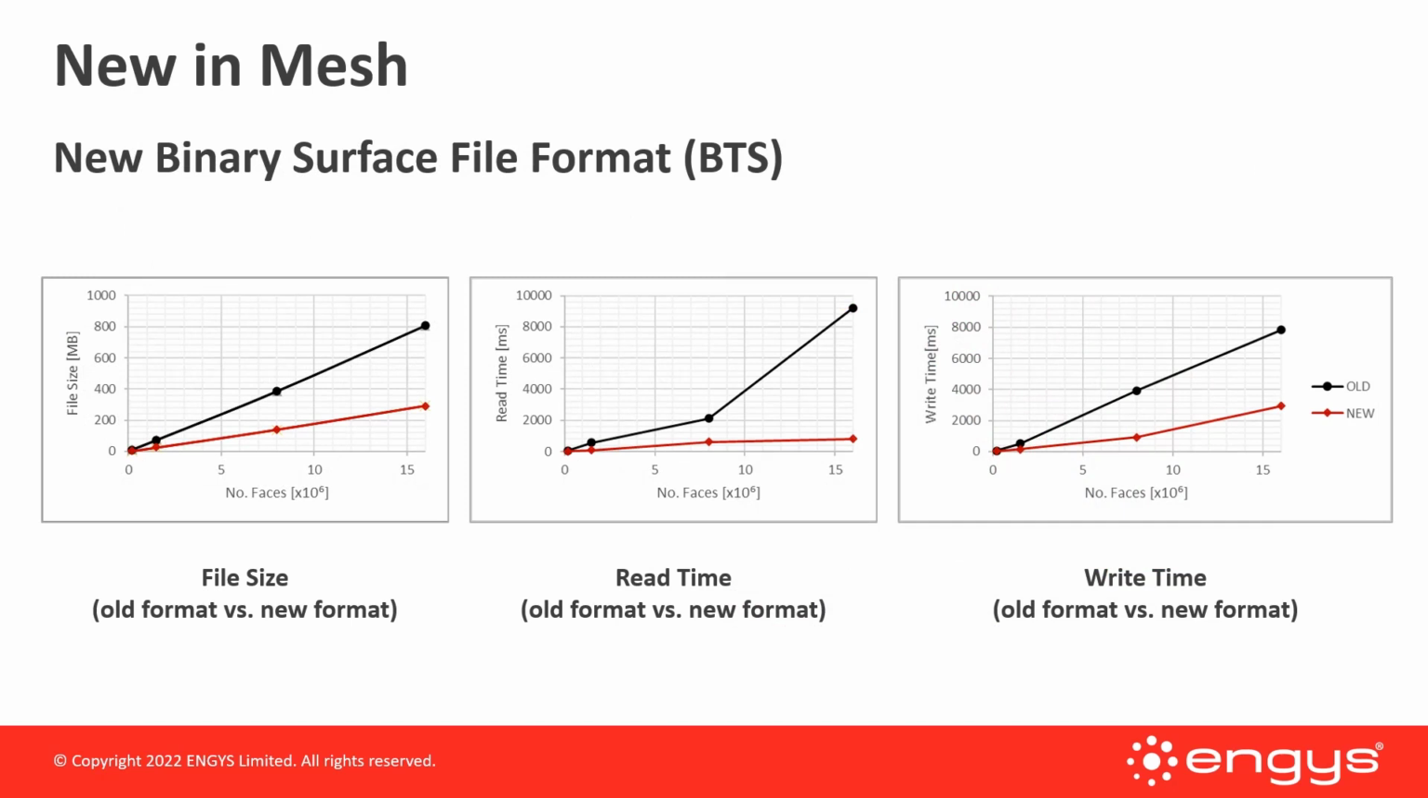One important enhancement I would like to mention is the new binary surface file format, BTS, for geometry files. In the first graph shown here, you can assess the efficiency of the new format versus the old one in terms of disk space. On the x-axis, we have the number of faces of the geometry file, whereas on the y-axis, we can see the file size in megabytes. In terms of I/O, you can see that for both the read and write time, the new BTS format outperforms the old one and also scales with the number of cells.